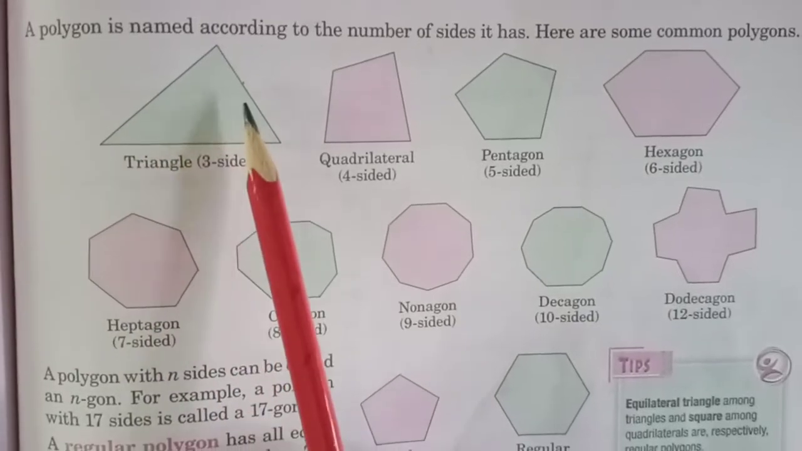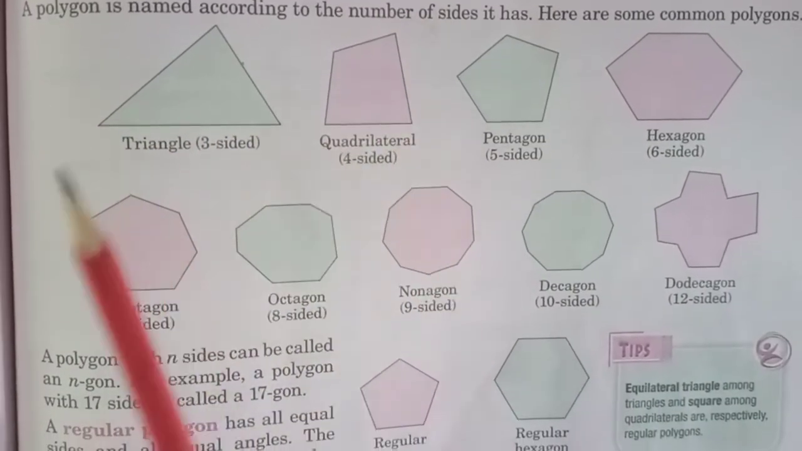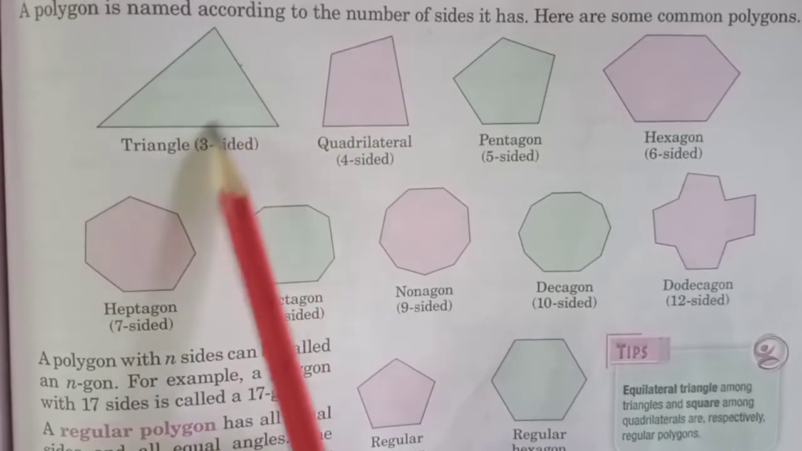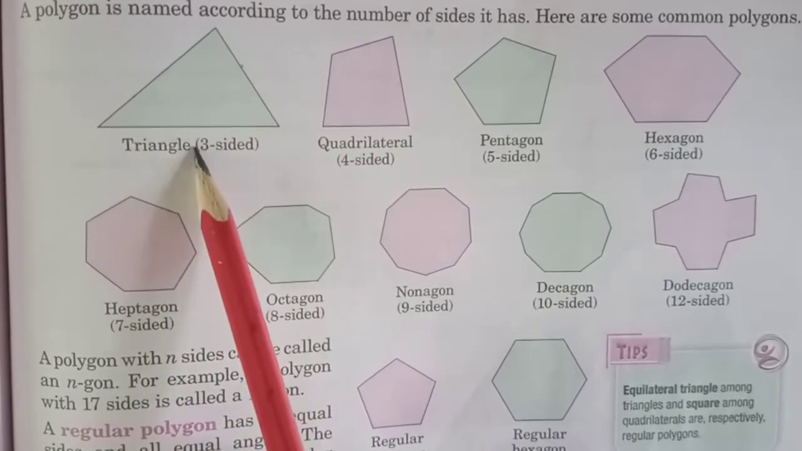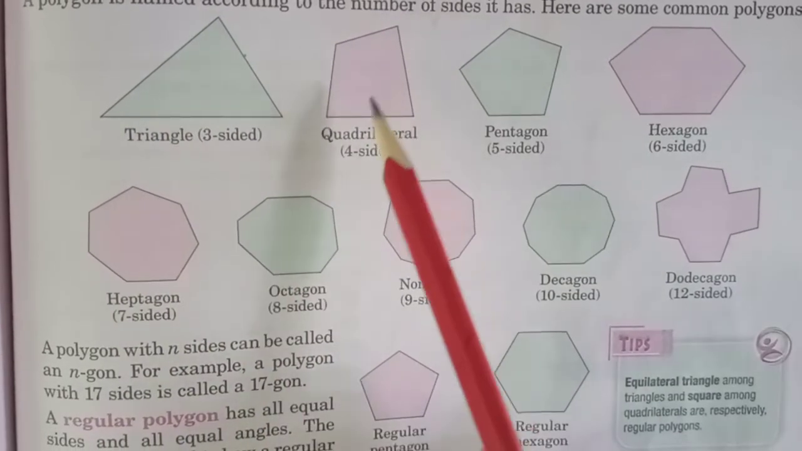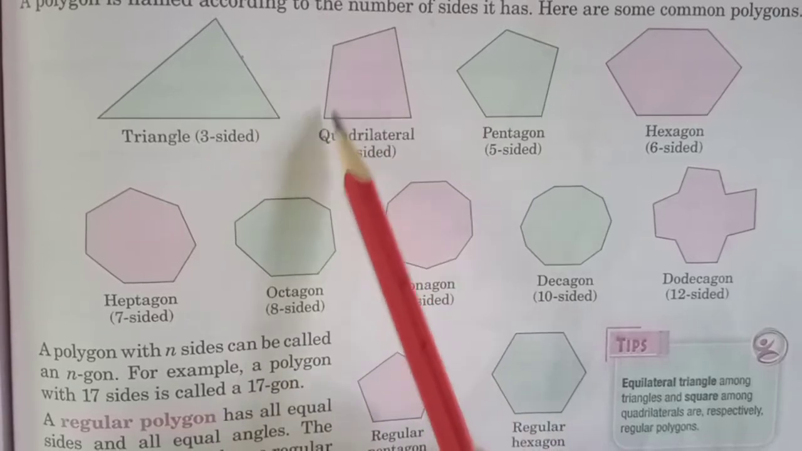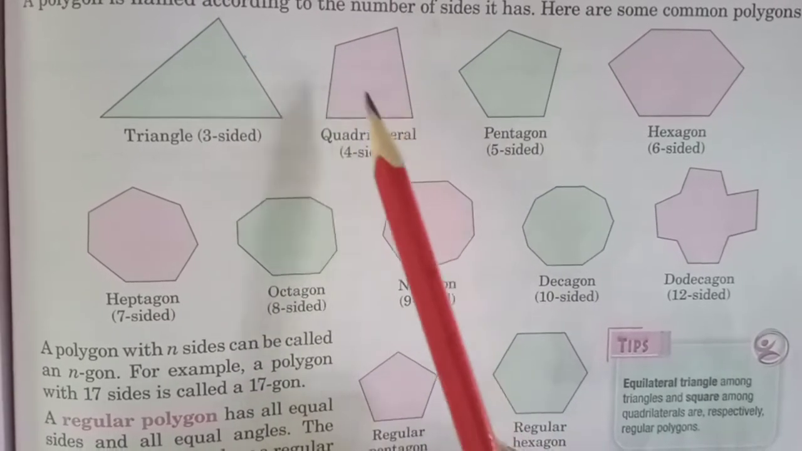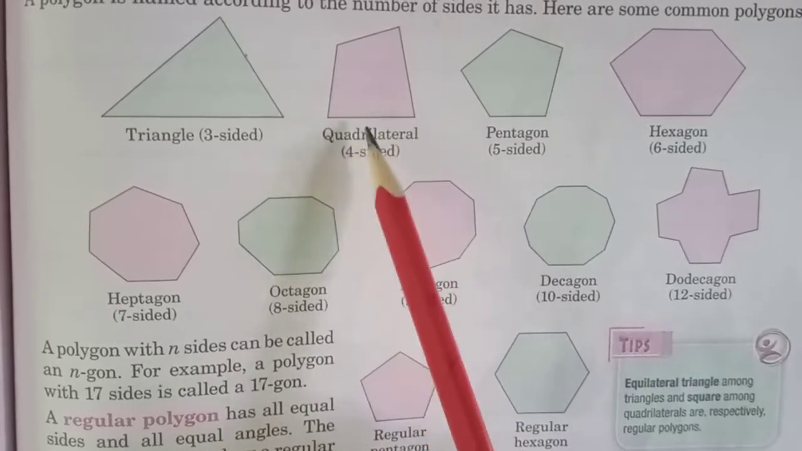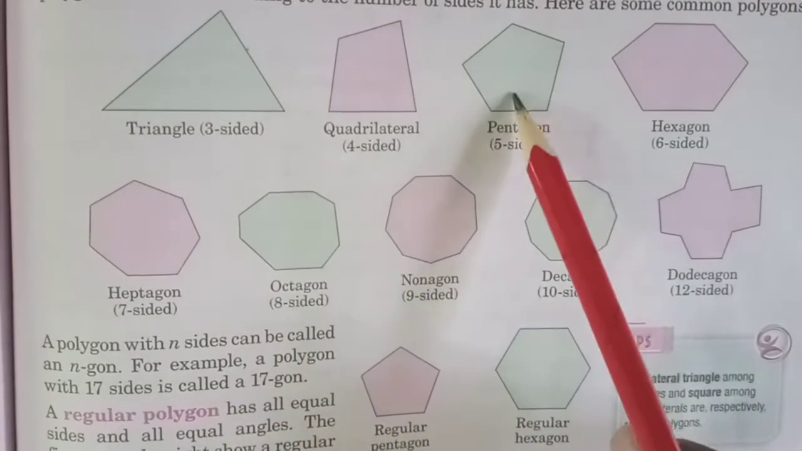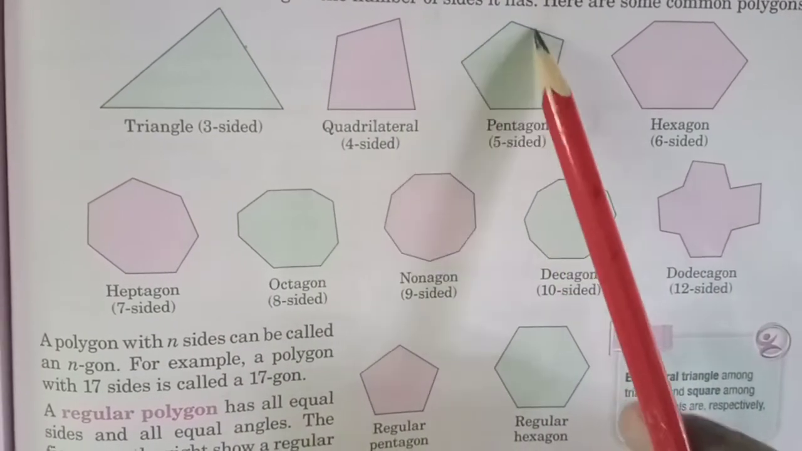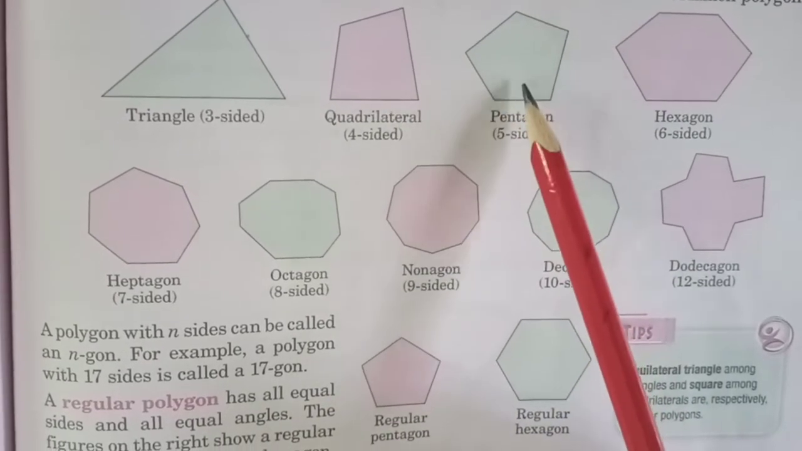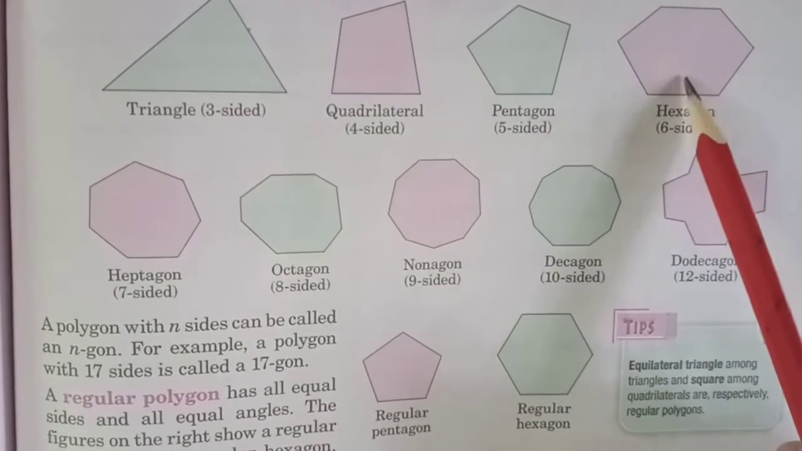Polygons are named according to the number of sides. The first one is triangle. It is a three-sided closed figure, and its name is triangle. Next one is quadrilateral. Quadrilateral is a four-sided closed figure. Next one is pentagon. 1, 2, 3, 4, 5. So it is a five-sided closed figure. Its name is pentagon. The next one is hexagon.